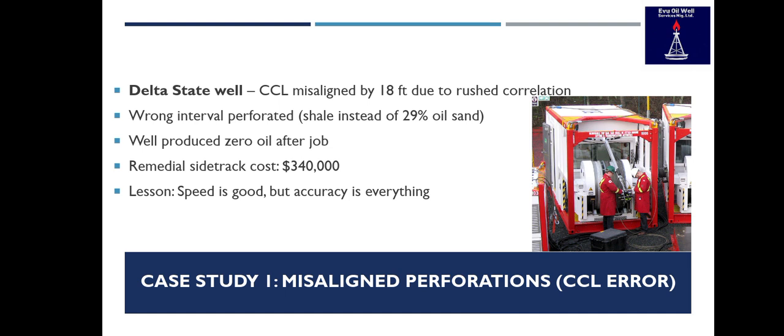This oil well failed due to an 18 feet CCL misalignment caused by rushed correlation. Guns were fired into shale instead of the proposed 29% oil sand. The result was zero oil production and a remediation sidetrack costing approximately $340,000. This was a human decision failure, not a tool failure.